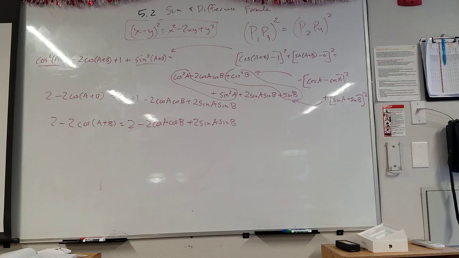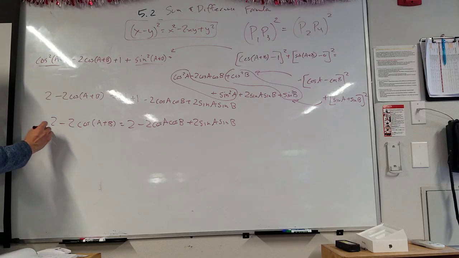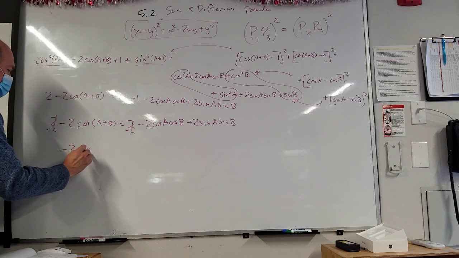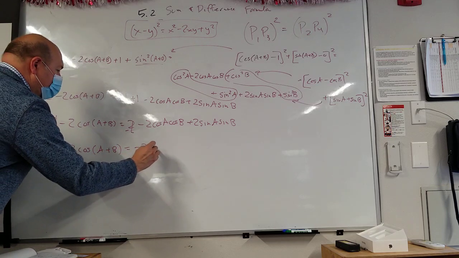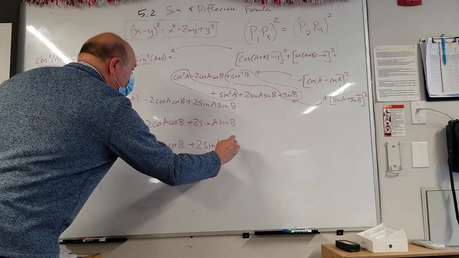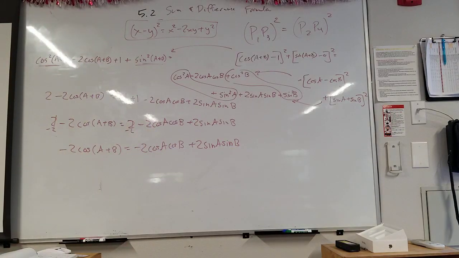Pull out a 2. That's cool. I'm thinking kind of like that. Can we just subtract 2 here? And subtract 2 here? Oh, wait. So we're solving, not proving? We are just simplifying as much as we can. Okay. But part of the simplification is you can get rid of constants on both sides. We're not proving an identity, we're just simplifying. So that goes away, that goes away. I'm left with negative 2 cosine of A plus B is equal to negative 2 cosine A cosine B plus 2 sine A sine B. Are we good? What else can we do? And I guess we're pretty close to just solving for the cosine of A plus B.